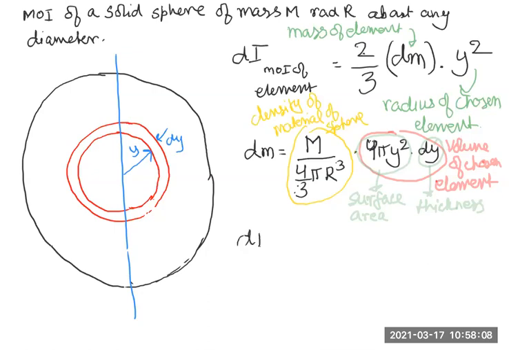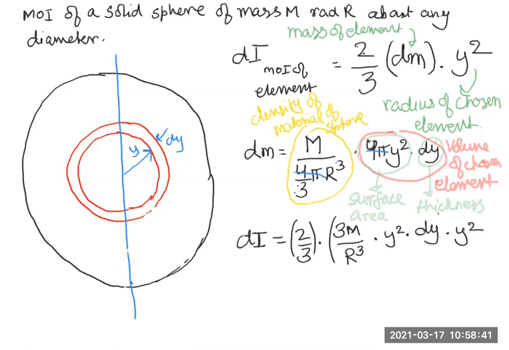dI is equal to 2 by 3 into dm. In dm, I see a nice thing: 4 pi cancels. So this should be equal to 3M over R cube times y square dy, into y square. This quantity is 2 by 3, this quantity is dm, and this quantity is y square.